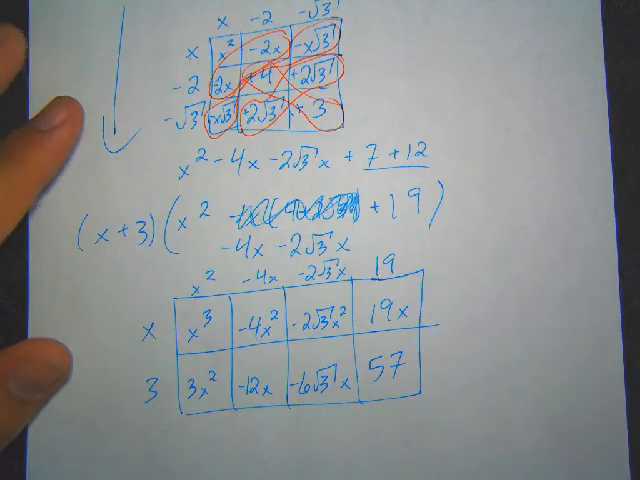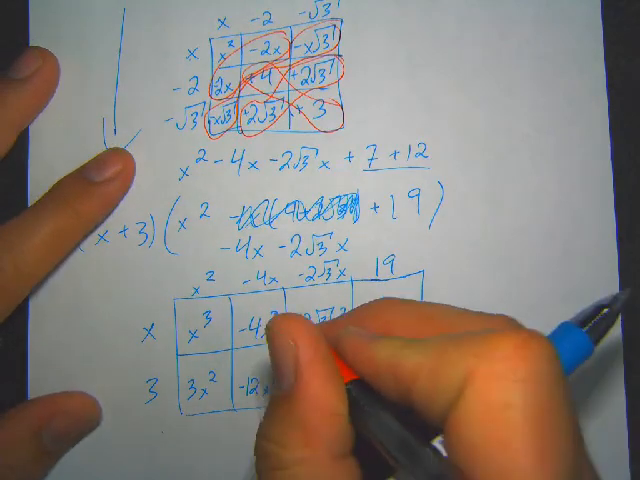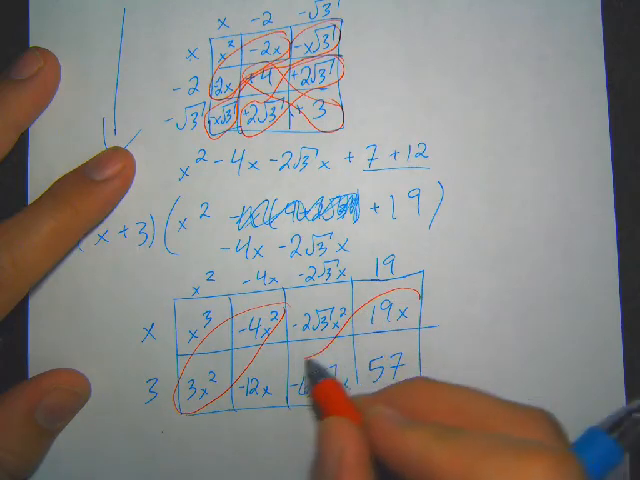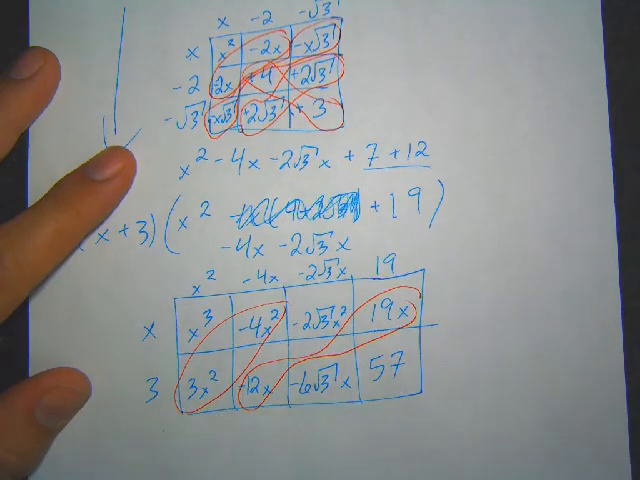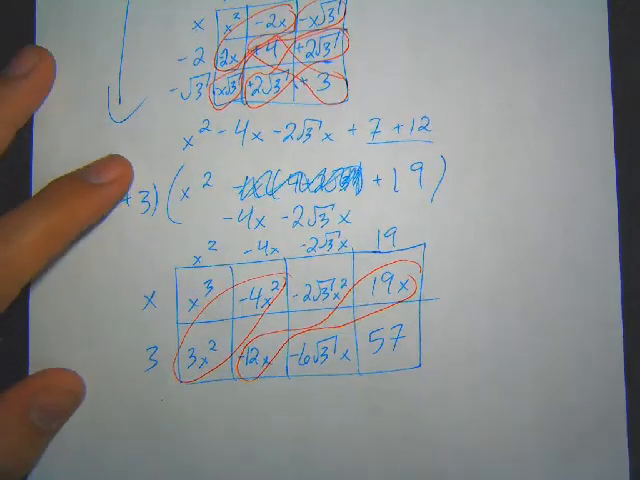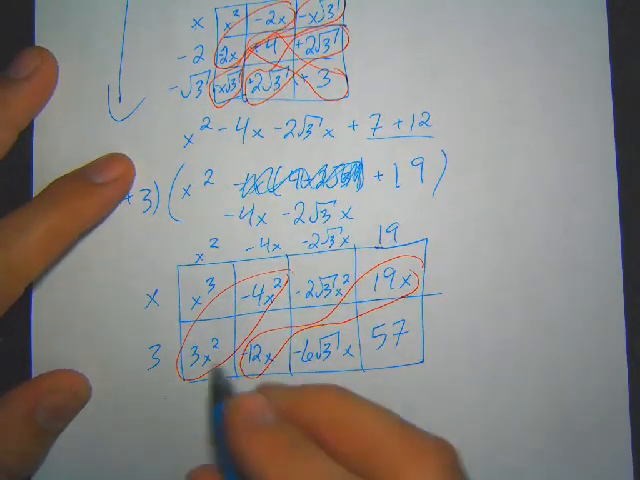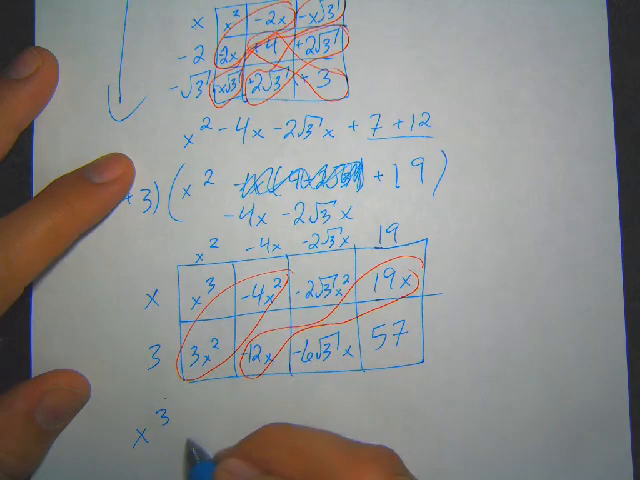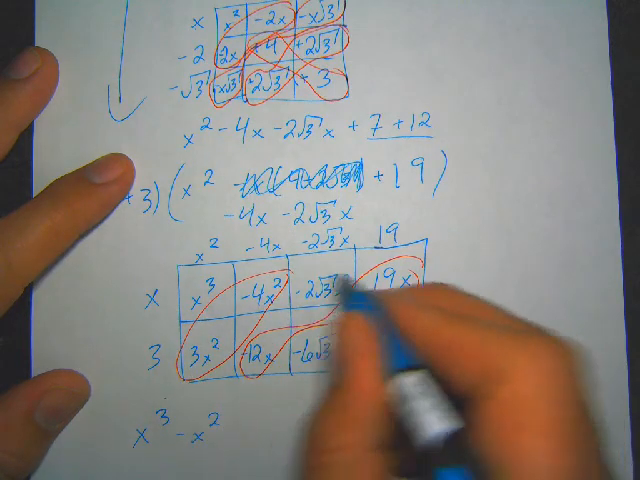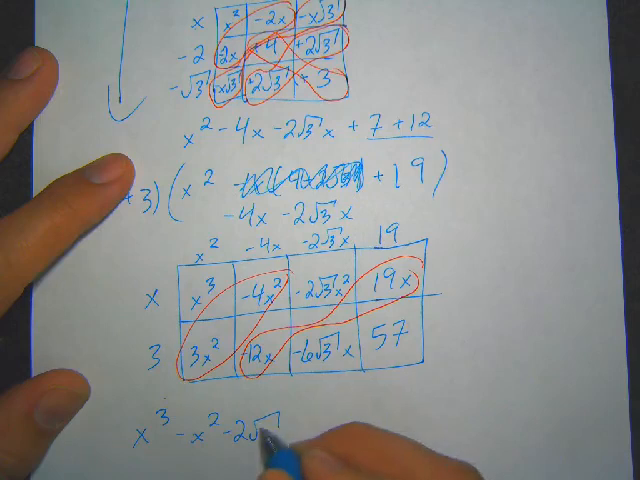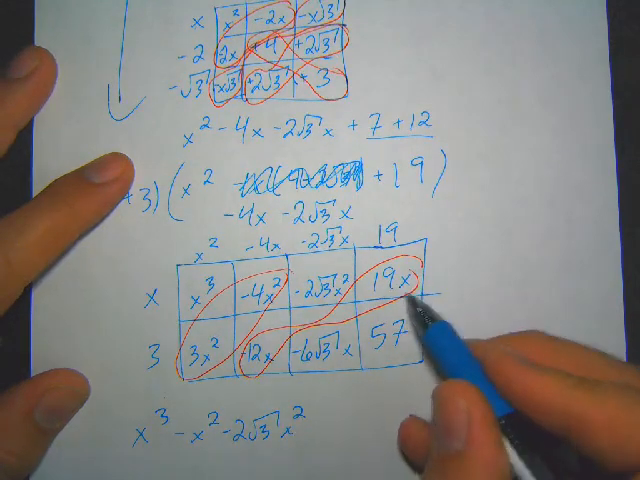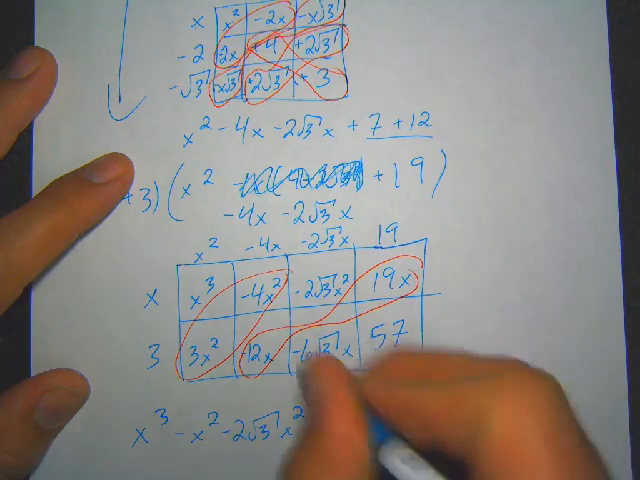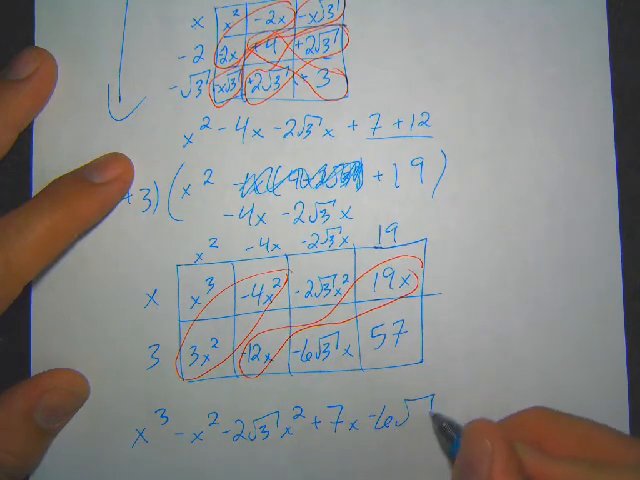We've got some stuff we can combine, right? We can combine the x squareds, combine the x's. I might just leave the root 3 stuff alone because it's kind of yucky to try and combine. So I'm going to leave that as x cubed. Here, 3x squared minus 4x squared is minus x squared. And I do have a negative 2 root 3 x squared. Then 19x minus 12x is going to be 7x. So I've got 7x, and then a negative 6 root 3 x.